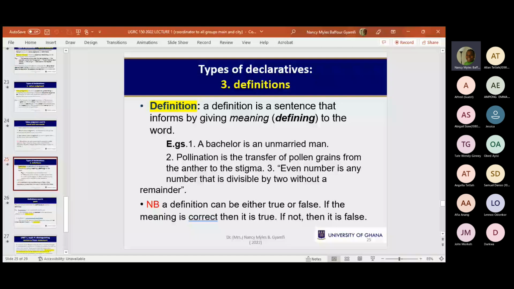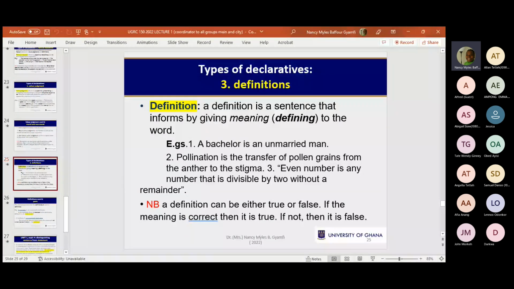A bachelor is sitting under the tree. That's the first one. Example 1, a bachelor is sitting under the tree. Example 2, a bachelor is an unmarried adult male. Example 3, a bachelor has a good conscience.